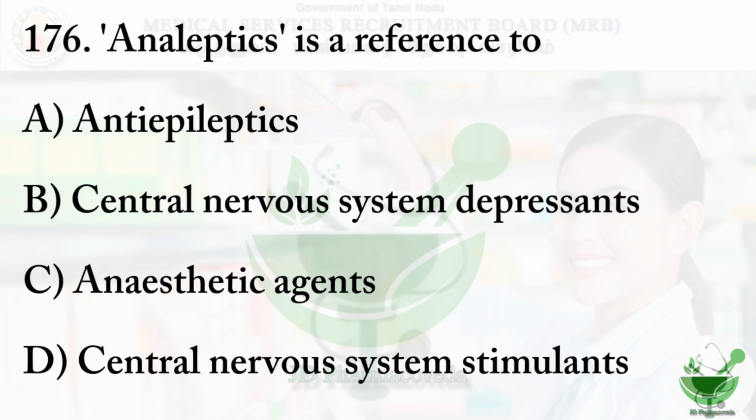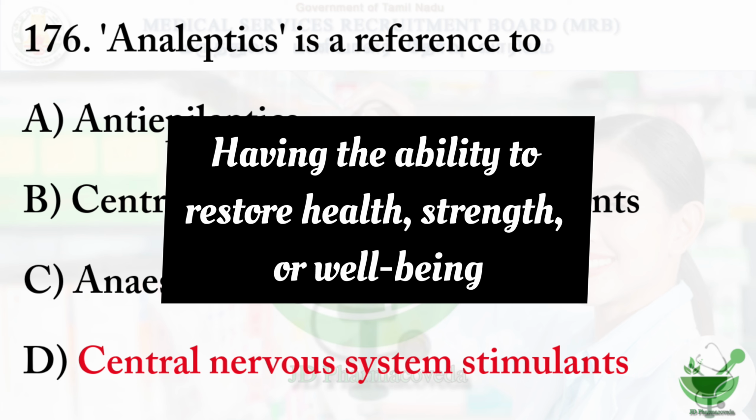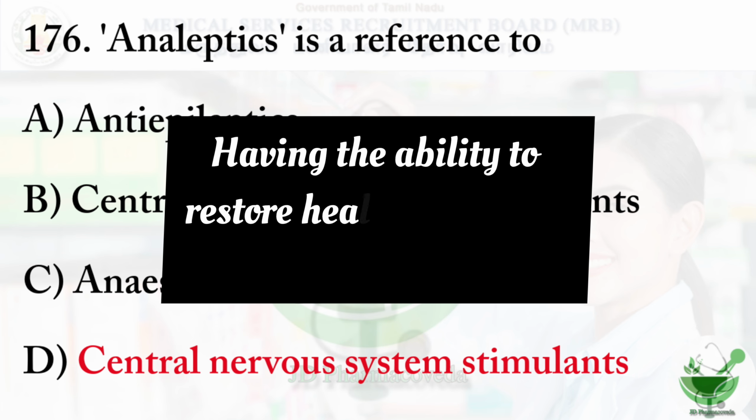Then question number 176. Analeptics is a reference to: option A antiepileptics, option B central nervous system depressants, option C anesthetic agents, and option D central nervous system stimulant. So the right option is option D, central nervous system stimulants. Analeptics are known as restorative agents, having the ability to restore health, strength or well-being.